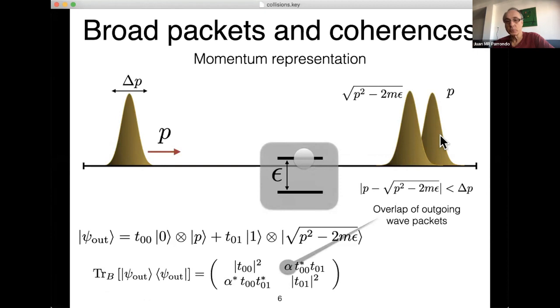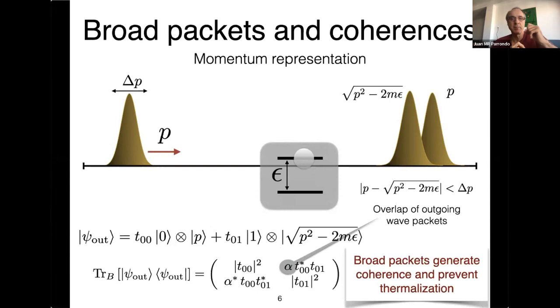So if there is an overlap between the packets, you can create coherences. And of course, these coherences prevent the system from thermalizing. So you have a first reason why the system maybe does not thermalize. The first one is because if the packets are not narrow enough in the momentum representation, then you will get coherences, even coherences in the mass basis of the qubit in this case. So a first condition for the thermalization is that packets must be narrow.